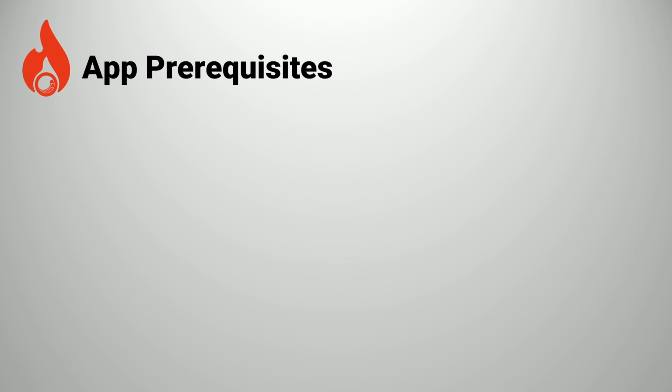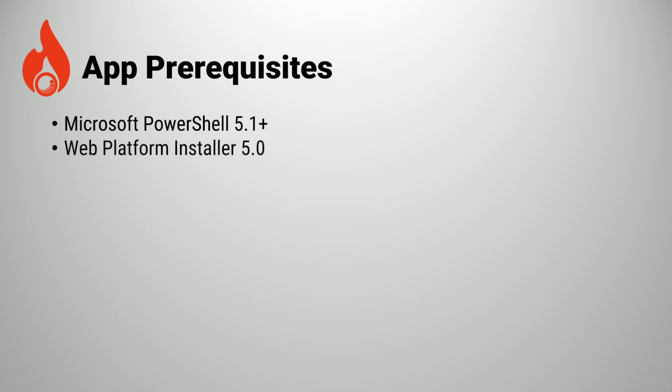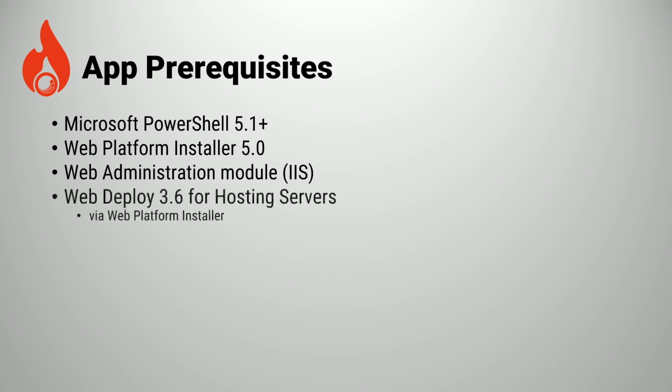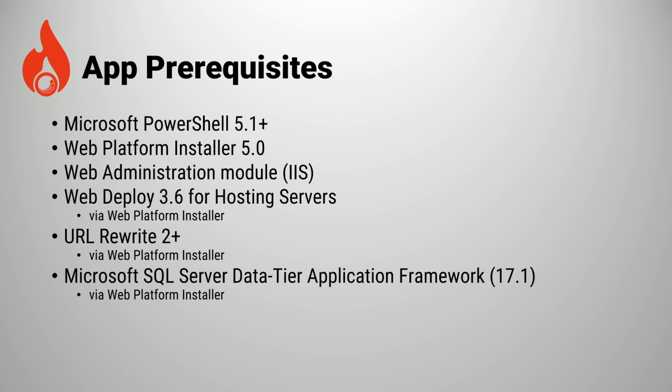Now let's take a look at some of the application prereqs for Sitecore 9. Microsoft PowerShell 5.1, the Web Platform Installer 5.0, Web Administration Module with IIS. This should be installed by default with IIS 8.5 or 10. Web Deploy 3.6 comes in via the Web Platform Installer. You may have to do this. The URL Rewrite 2 module, again, via the Web Platform Installer. You'll have to do this probably.